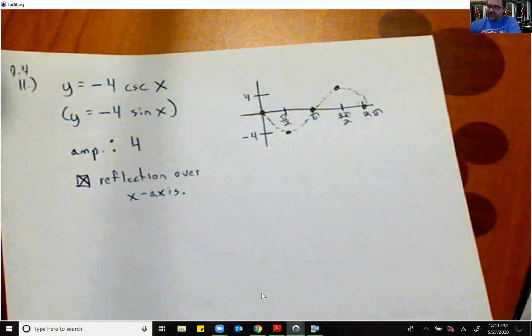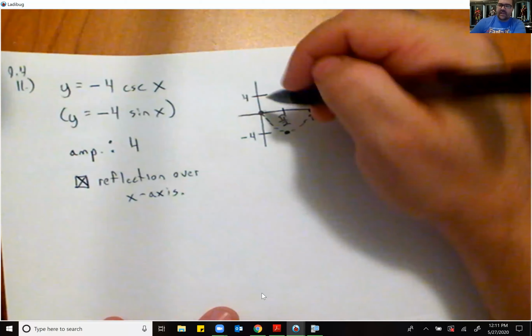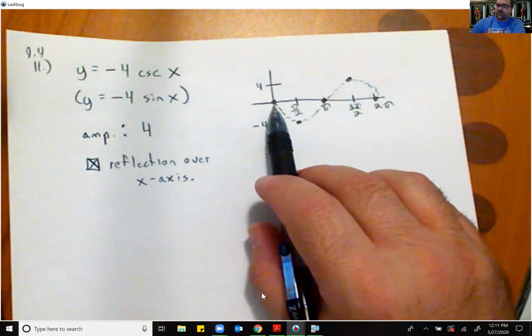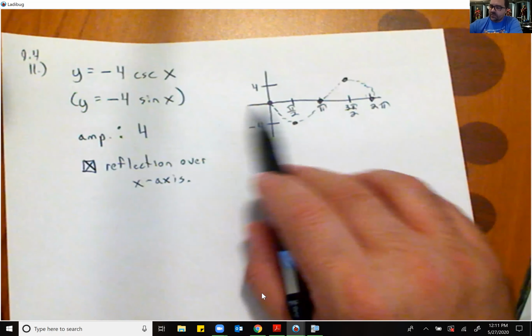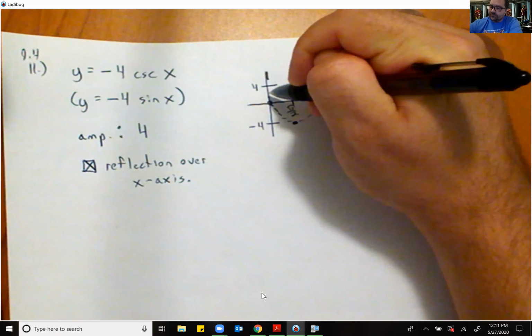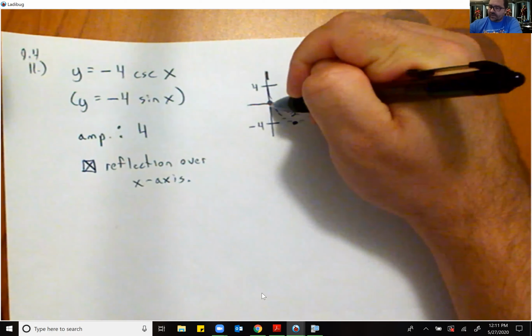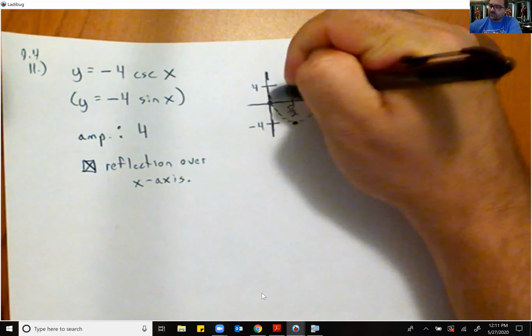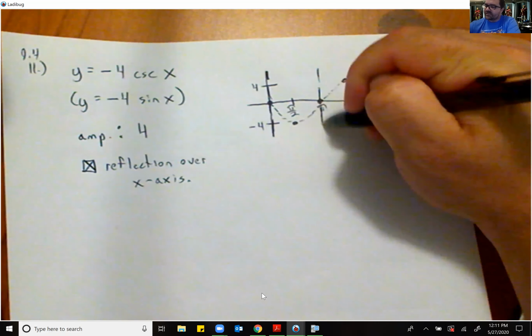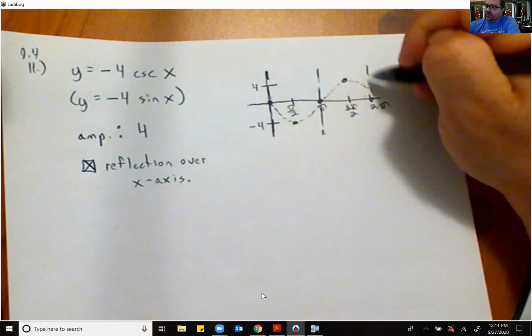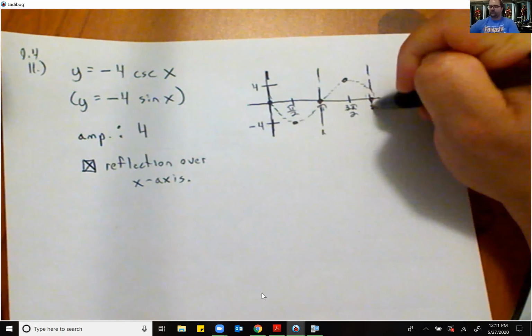And in cosecant graphs, you have what we call asymptotes. Anywhere where the sine graph crosses the x-axis, that's an asymptote. So this is an asymptote right there on the y-axis. This is an asymptote right here at pi. This is an asymptote right here at 2 pi, okay?